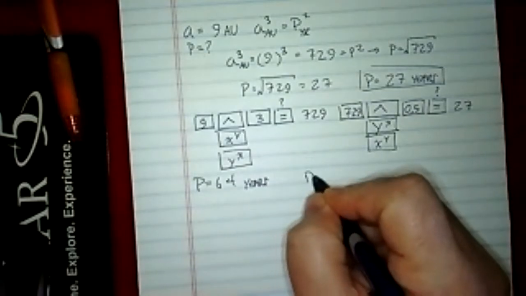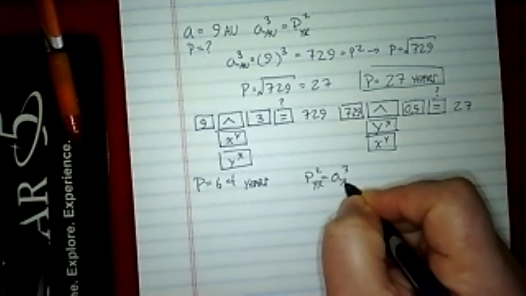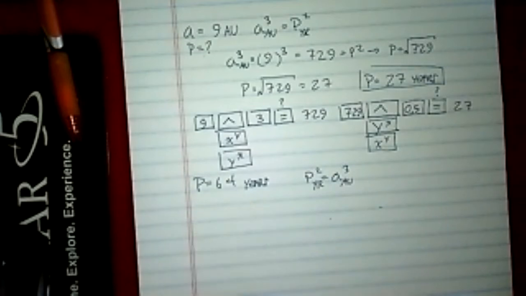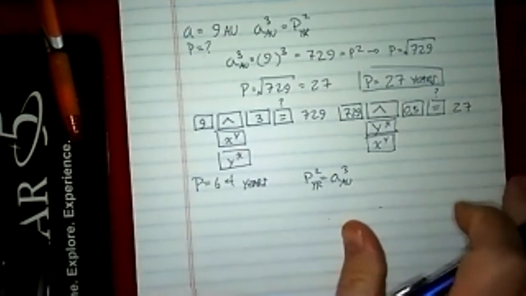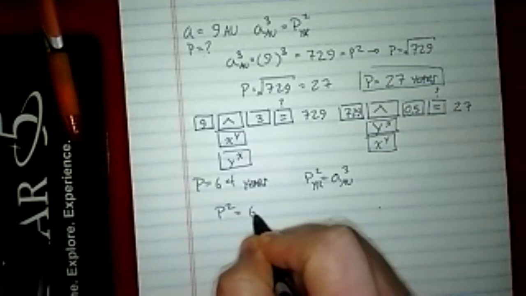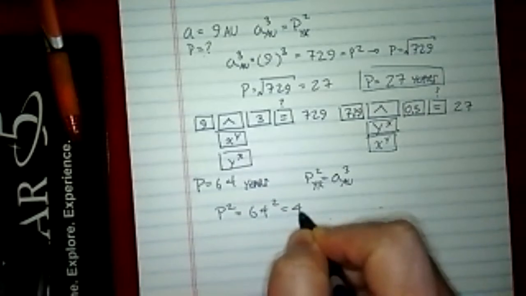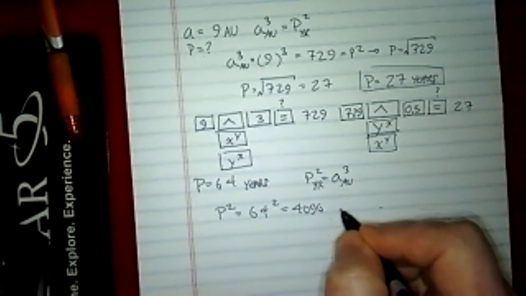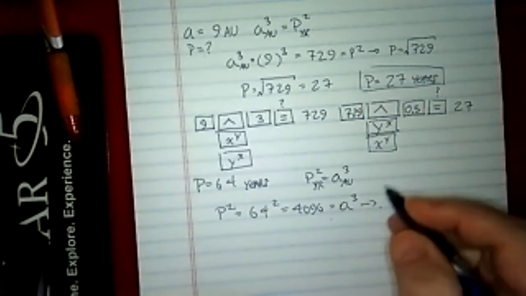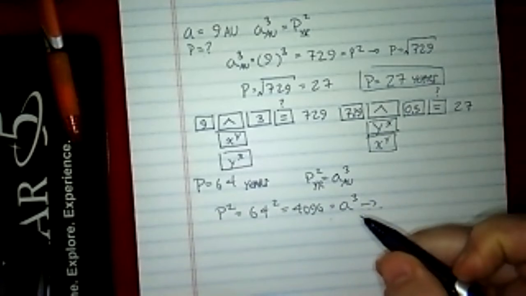So I know that p squared is equal to a cubed as long as the p is in years and the a is in astronomical units. I've been given now that the p is 64 years. So the way I'm going to go about solving that is I'm going to calculate p squared, which equals 64 squared. And of course, 64 squared is 4,096. And then I realize that's equal to p squared, which is also equal to a cubed. So I need to do the opposite of cubing a, which is raising it to the 1/3 power, which also means the same thing as taking the cube root.